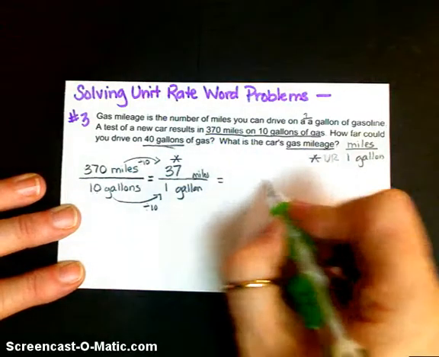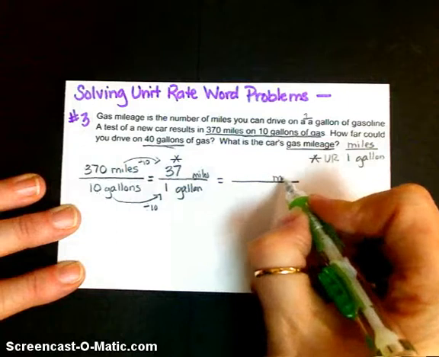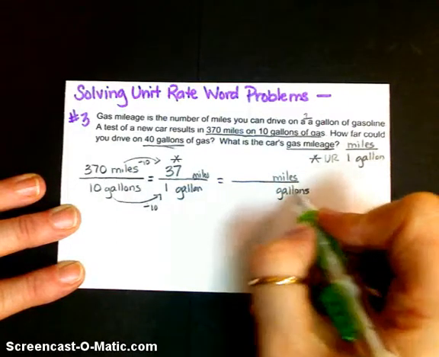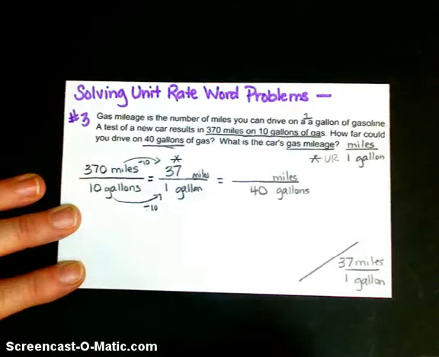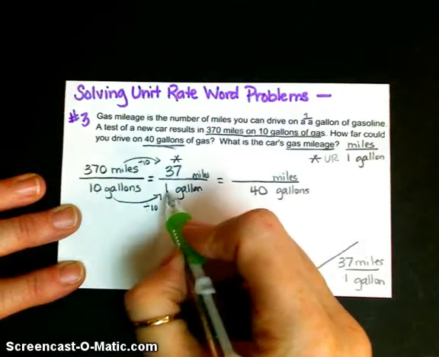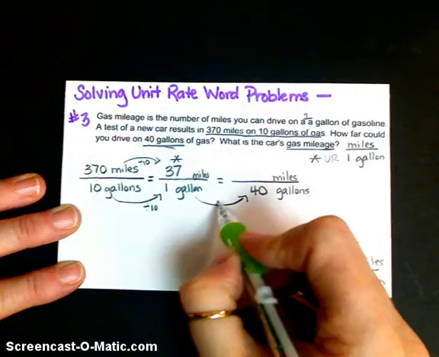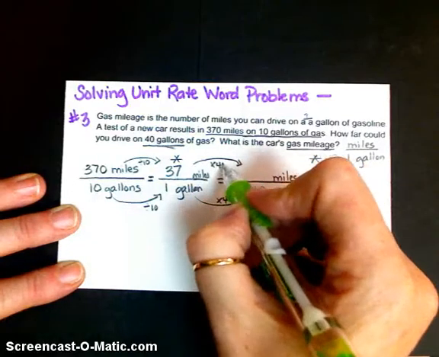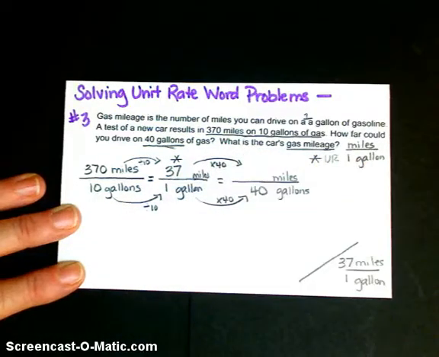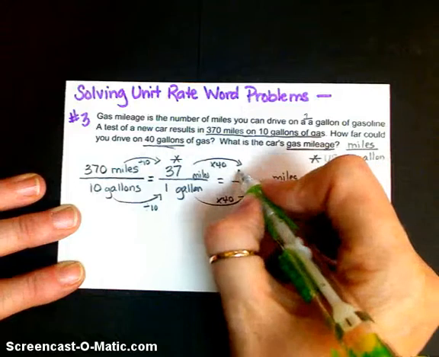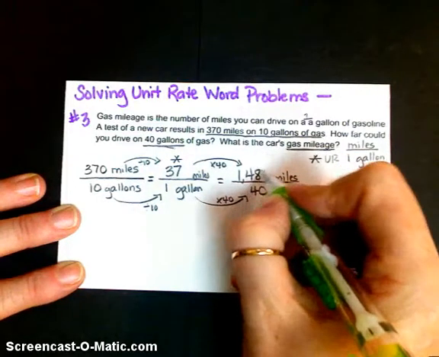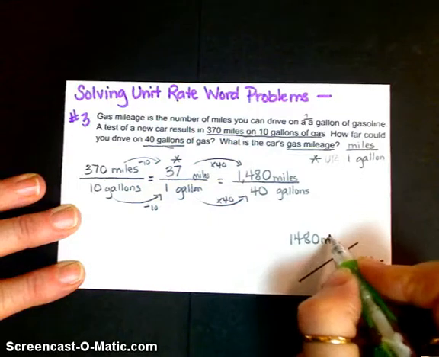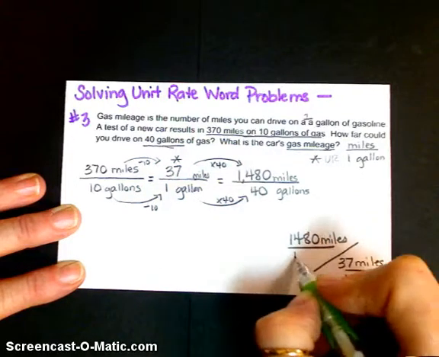But let's see how far in miles I can go on 40 gallons. Well, here I'm going from 1 up to 40. I'm going to have to multiply the top and the bottom times 40. That means I can go 1,480 miles on 40 gallons of gas.